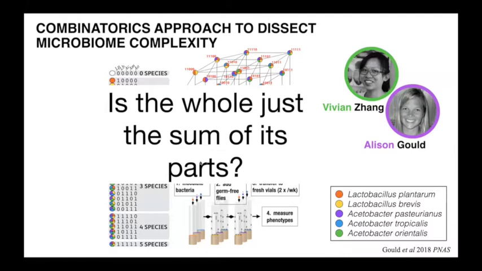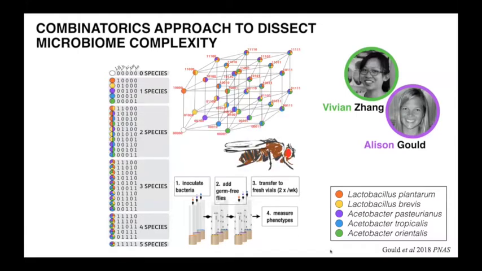So the way we do this is work from Alison Gould and Vivian Zhang, who published this paper back in 2018. But the basic experimental setup is that we make each combination. We use a germ-free fly as a starting point, and then we either associate it with no bacteria or with each combination of bacteria. We have 5 species, so we have 32 possible combinations, 2 to the 5th. There's each of the single strain associations, and then each of the pairwise associations, and 3, 4, 5 species altogether.